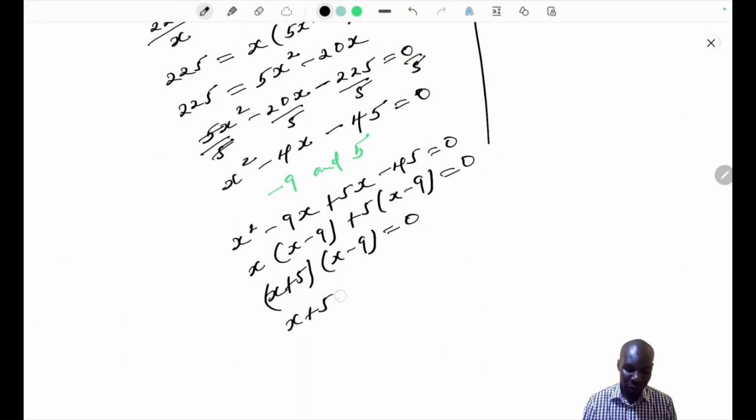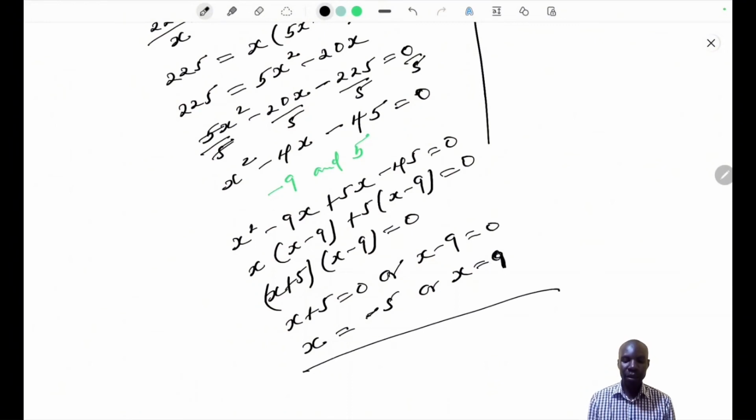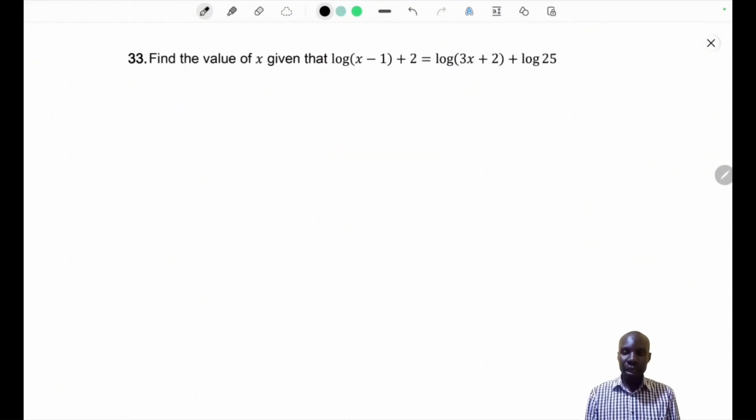So x plus 5 is equal to 0, or x minus 9 is equal to 0. So x is equal to minus 5, or x is equal to positive 9. Positive 9, and that is the answer for that.